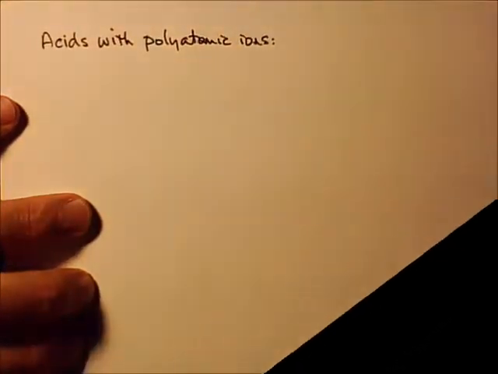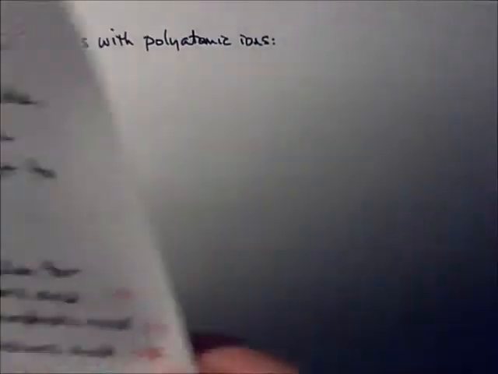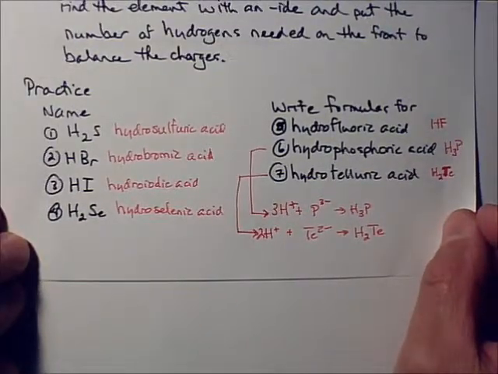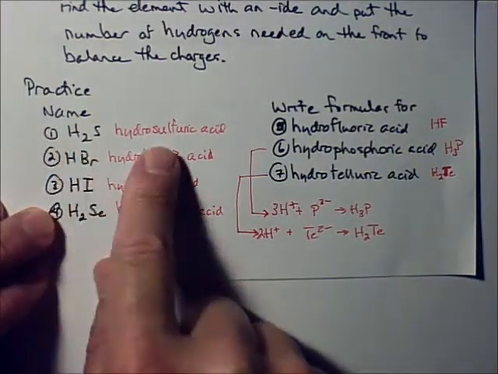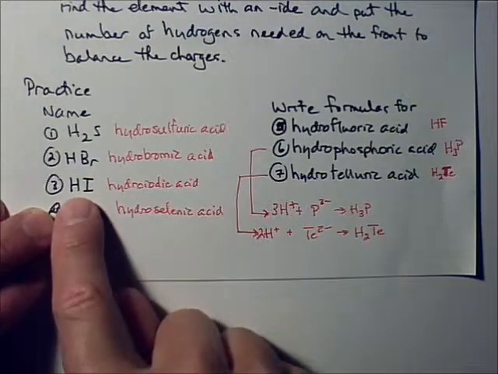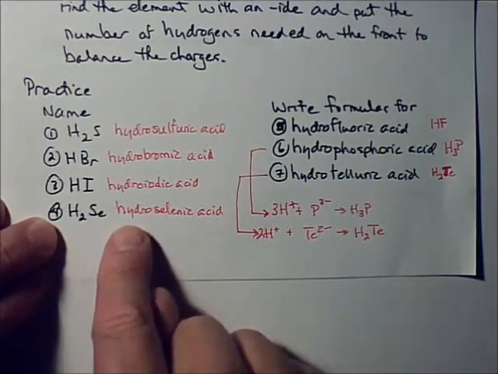All right, so now we're going to learn to name acids that have polyatomic ions. That's the other class of acid that we were going to deal with. Let's see. And before we go there, just to put it on the video, those are the correct answers to the last set. Okay? H2S is hydrosulfuric acid. HBr, hydrobromic acid. HI, the friendly acid, is hydroiodic. H2Se, hydroselenic.